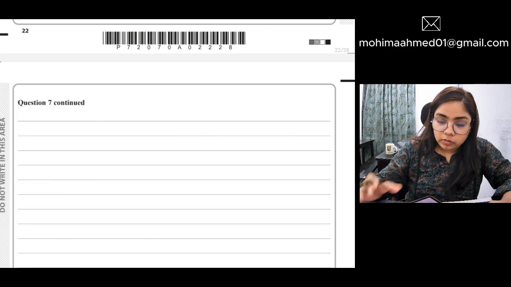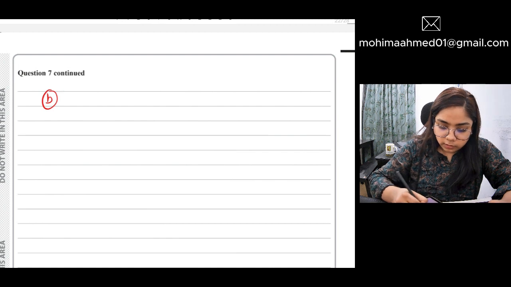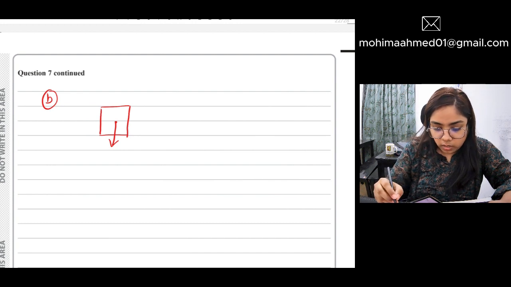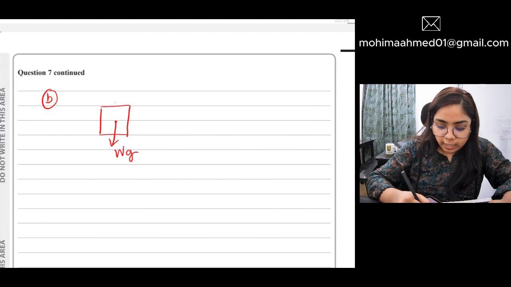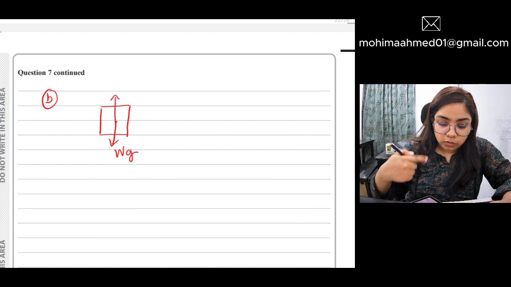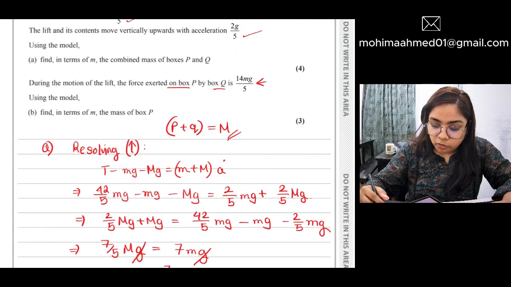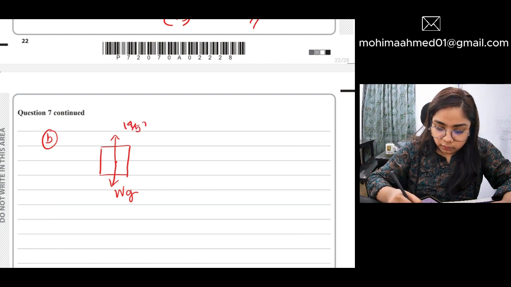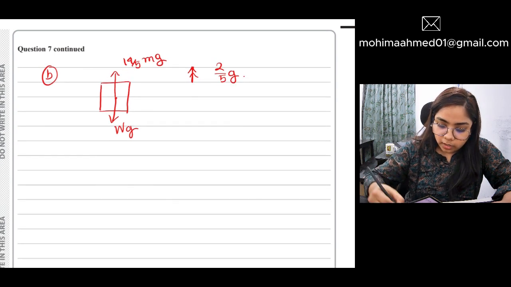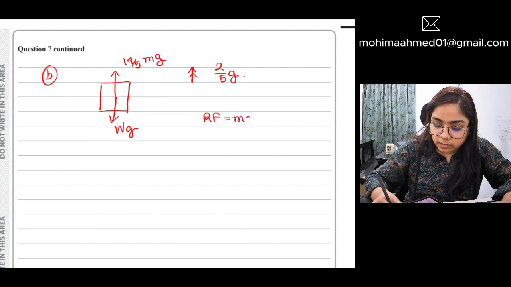Since we're only focused on box P, let's write the forces acting on box P. On box P, there's a weight acting in the downward direction, which we do not know. Let's just consider this as Wg, since MP was confusing. In the upward direction, the force exerted by Q on P was 14 by 5 mg. This was the reaction force by Q on P, and as it was inside the lift, it would still be accelerating at 2 over 5 g. So now our resultant force equals mass times acceleration.